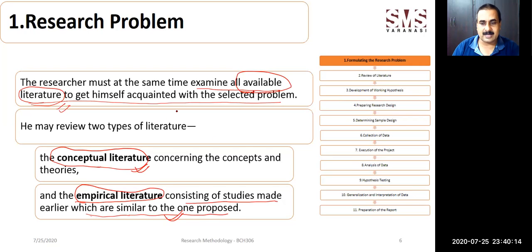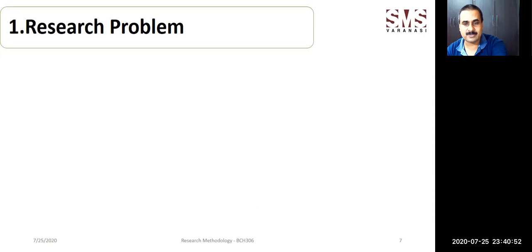So in this particular slide we have learned that the researcher is expected to learn all the available literature related to our problem, and he may have to take help from two types of literature. First, conceptual literature, which is conceptual in nature and theory based, and the second one is empirical literature, which is data based literature. That means whatever primary data or primary database research has been done, he also has to study that. So we have already covered problem identification in 2 slides. Let's move to the next slide.